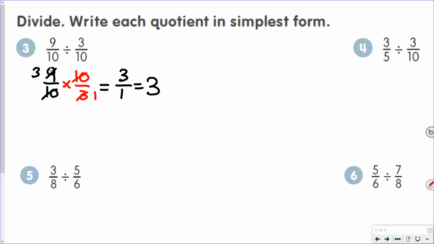Keep, times, turn. 3's cancel out. 5 becomes 1. 10 becomes 2 because we're dividing both of those by 5. We get 2 over 1, which is 2.